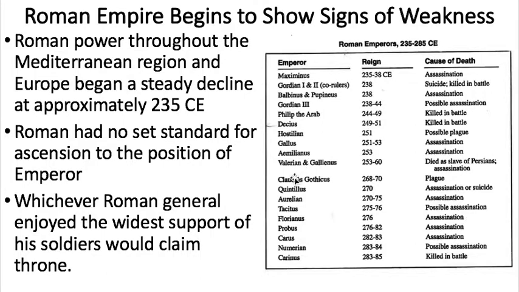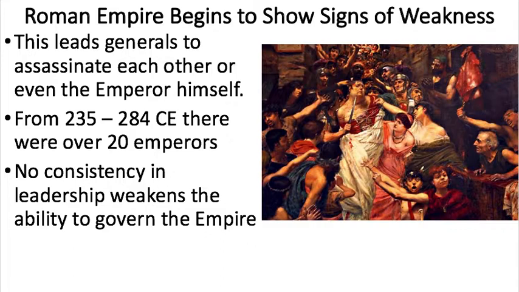I'd say the worst of them is Valerian, who was taken as a slave of the Persian Empire and was used by the king of the Persian Empire as a footstool for him to step up on his horse. And then when he eventually died, the Persians had the guy's body stuffed and preserved and put in one of the Persian emperor's temples. Yikes. Not fun.